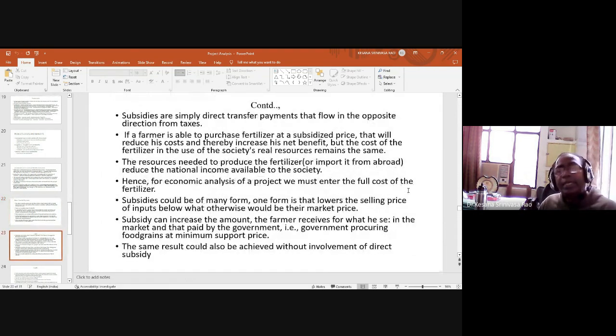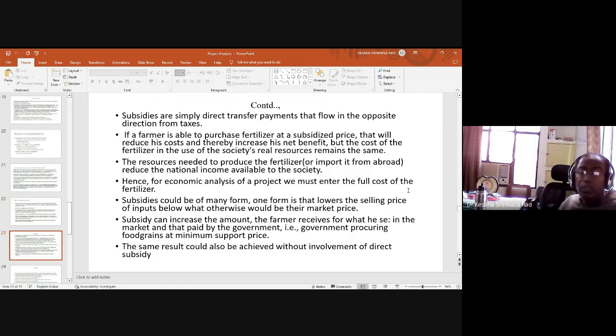Subsidies are simply direct transfer payments that flow in the opposite direction from taxes. If a farmer is able to purchase fertilizer at a subsidized price, that will reduce his cost and thereby increase his net benefit. But the cost of the fertilizer is a cost to society, so real resources remain the same. This is what you have to remember. The resources needed to produce the fertilizer reduce the national income available to the society. Hence, for economic analysis of a project, we must enter the full cost of the fertilizer.